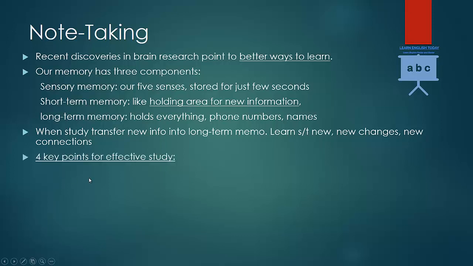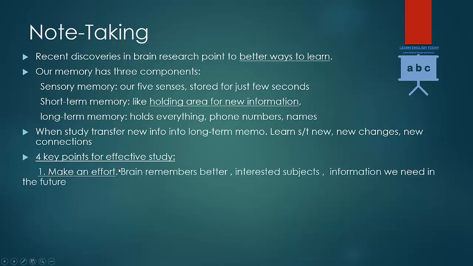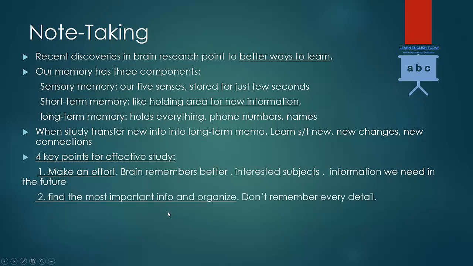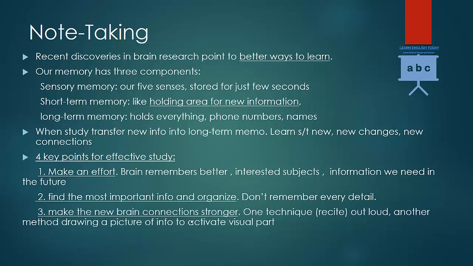Understood? The next paragraph: 4 key points for effective study. Again, this is note taking, so we are just pointing out some important things. What are they? Number 1, make an effort. What does it mean? The brain remembers better the information that we are interested in, or that we will need in the future. Number 2, find the most important information and organize. Don't remember every detail.